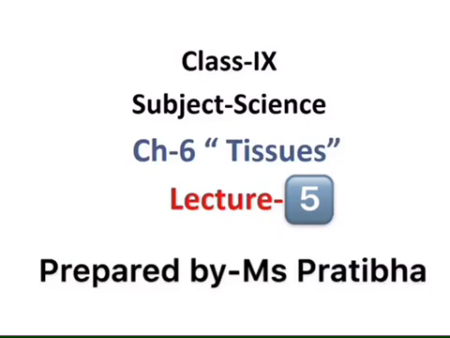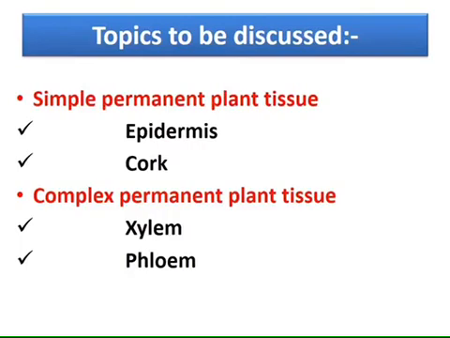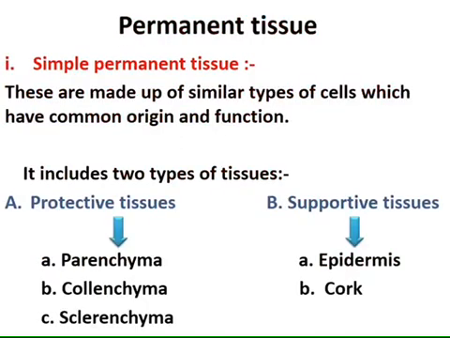It is class 9th, subject science, chapter 6 tissues, and it is lecture number 5. So now what are the topics we are going to discuss? First we will discuss simple permanent plant tissue, and the subtypes are epidermis and cork, and second is complex permanent plant tissue, and the types are xylem and phloem. So in today's video lecture, I am going to discuss epidermis: what is epidermis, what are its functions, and its diagram also.